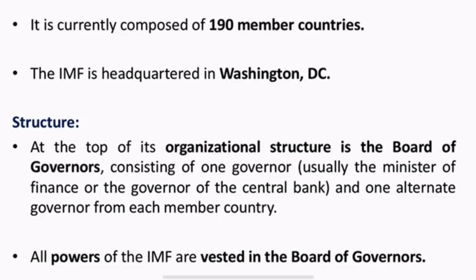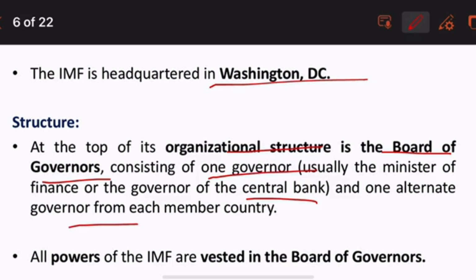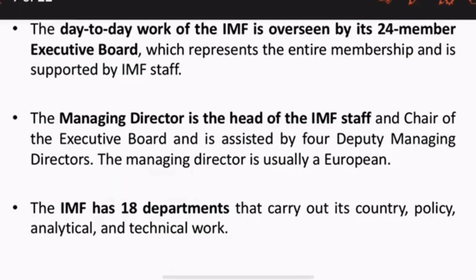It is currently composed of 190 member countries and the headquarters is located in Washington. At the top of its organizational structure is the Board of Governors, consisting of one governor who is usually the Ministry of Finance or the governor of the central bank, and one alternate governor from each member country. All powers of the IMF are vested in the Board of Governors.